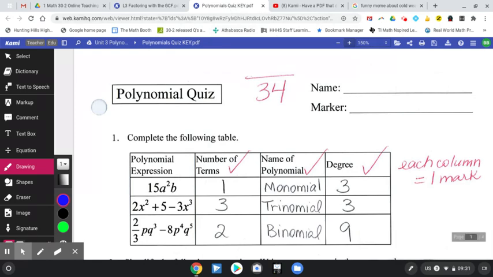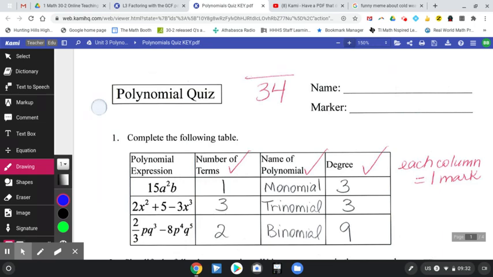So you need to put your pencils away and you need to do your marking in ink. You'll be marking your own quiz. And remember, I always do an honesty check. So please make sure you're paying attention and that you know what the marks are being given for.